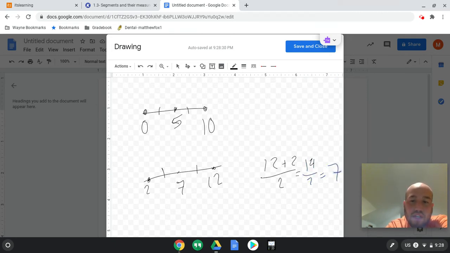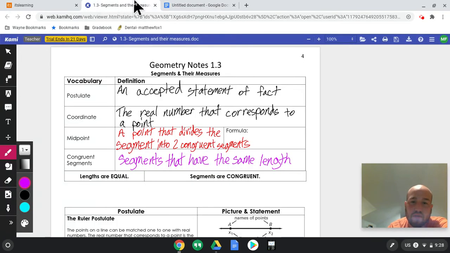Now let's double check. Did that work? Does that method work for the first one? 10 plus 0 divided by 2. 10 plus 0 is 10. Divided by 2 is 5. All right, so what we're saying is if we add the two endpoints together, so if we do x2 plus x1, and then we just divide it by 2, that will be our formula for our midpoint.